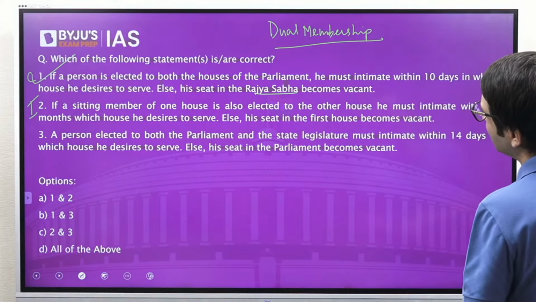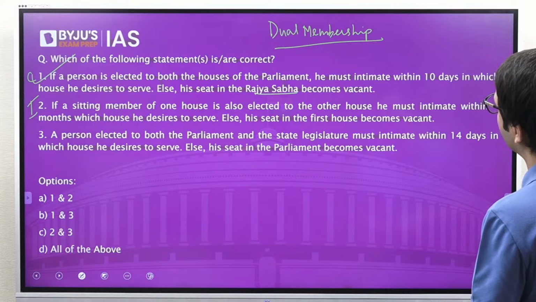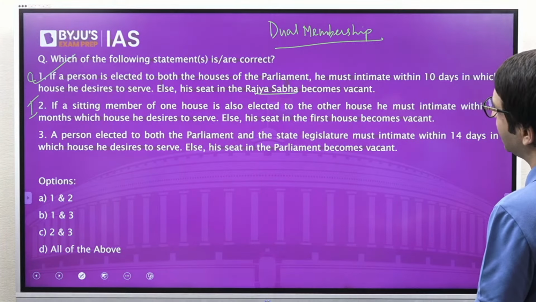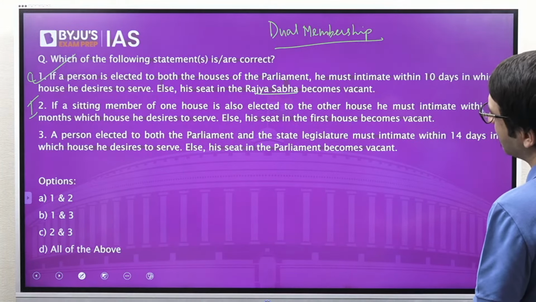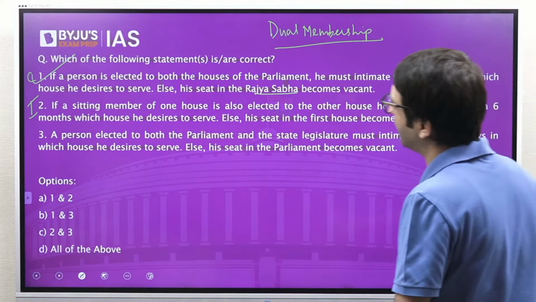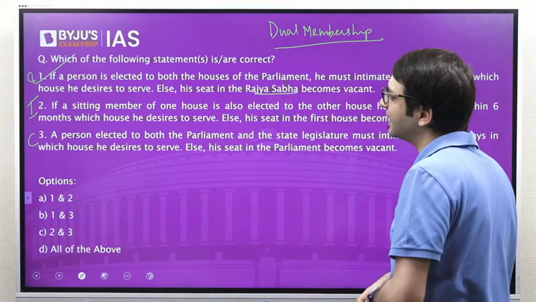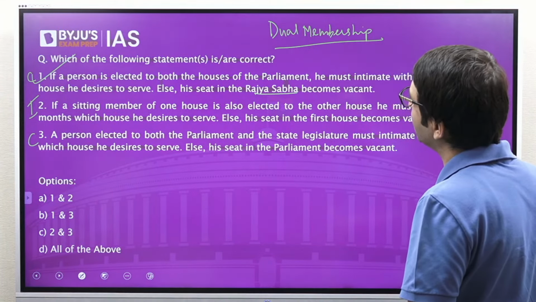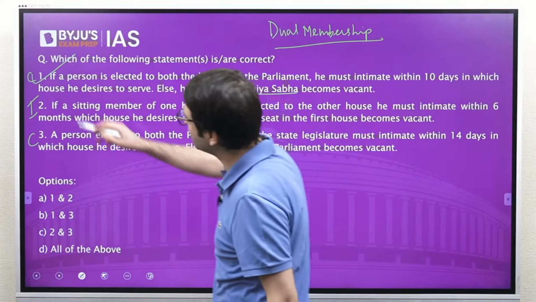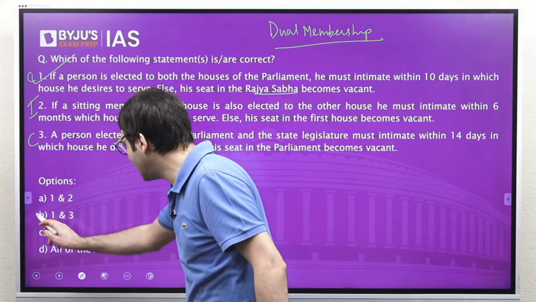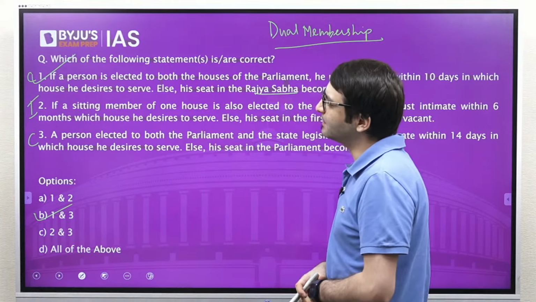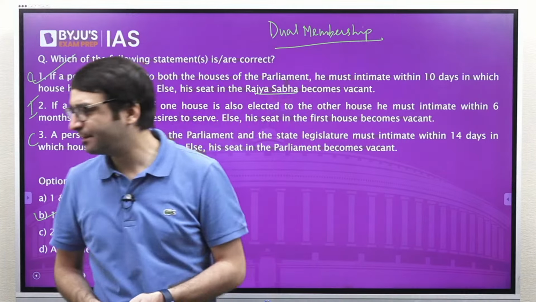A person elected to both the Parliament and the state legislature must intimate within 14 days in which house he desires to serve, else his seat in the Parliament becomes vacant. This is correct. That's what Mr. Akhilesh Yadav did. So the question is asking which of the following statements are correct. Correct is 1 and 3. 1 and 3. B is the right answer because statement 2 is incorrect.